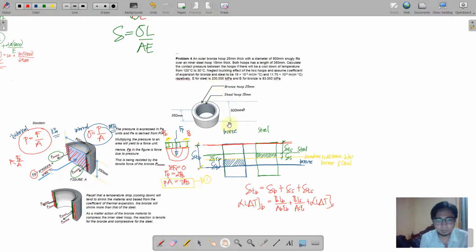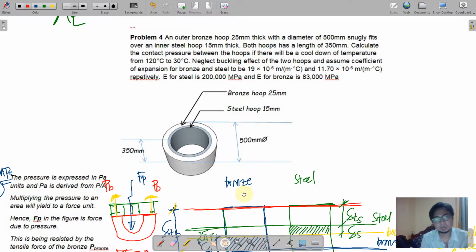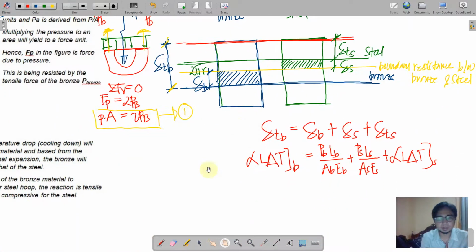We have 19 times 10 raised to negative 6. Okay. 19 times 10 raised to negative 6.